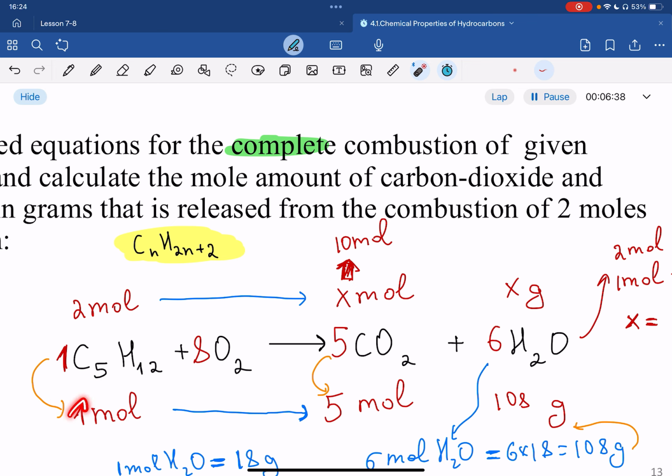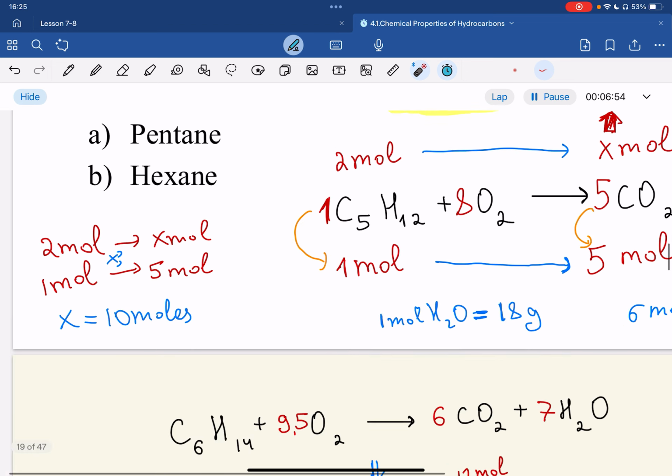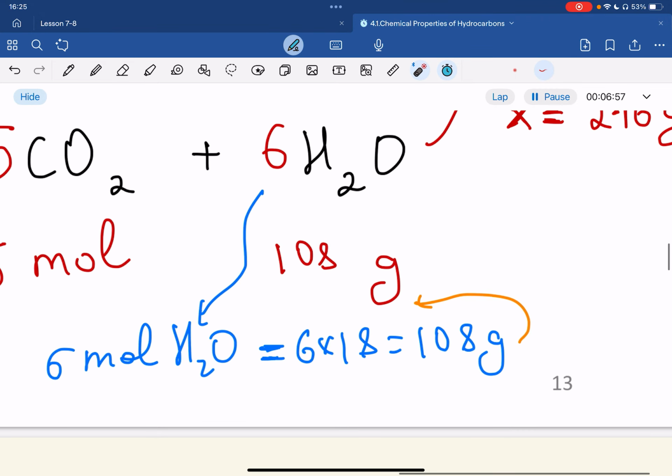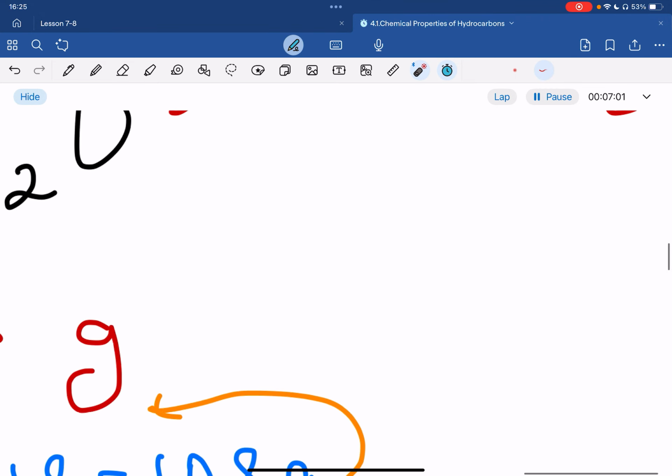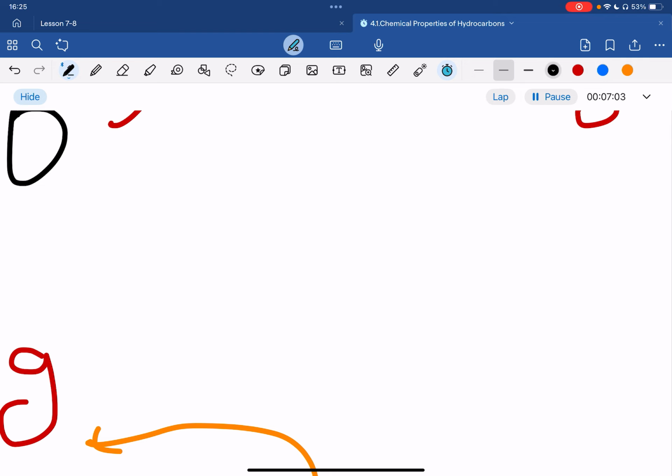We know that from 1 mole we are getting 6 moles of water, but it doesn't ask for the mole, it asks for the gram. So we have to change the 6 mole to the mass. It's quite easy to change from mole to mass. You use the periodic table. Just remember, the mass of 1 mole of water is 18 grams, so 6 moles will be 108 grams.